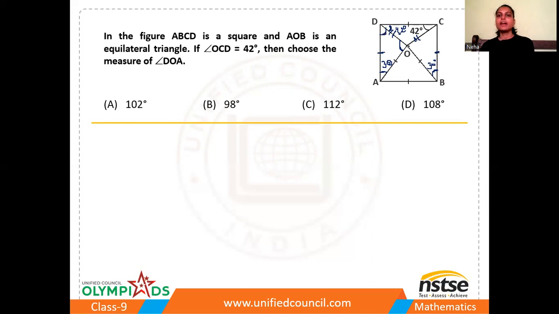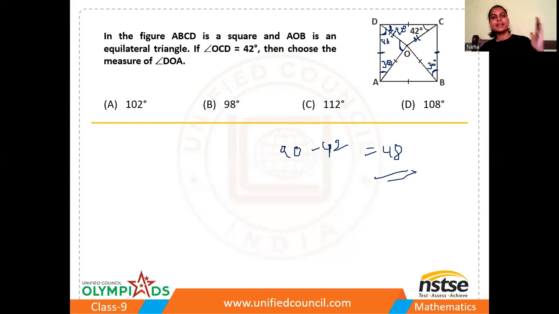If angle ODC is 42 degrees, then angle ADO is nothing but 90 minus 42 degrees, because this is a square, so the complete angle ADC is 90 degrees. So this is 90 minus 42, which is equal to 48. So this angle is 48. All right, now the question is solved.